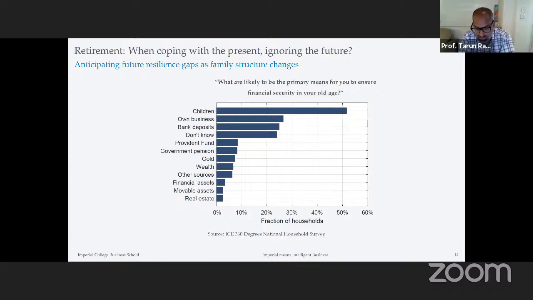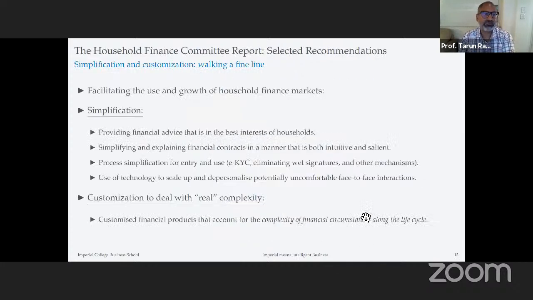Now, of course, this is pretty standard in traditional societies like our own in India. But of course, as we know, as family structures change, that reliance is going to become harder. And you can see that things like provident funds, government pensions, financial assets and wealth and so on are actually very small in terms of the number of households that they cover. And I'm going to come back to this theme as we move forward.